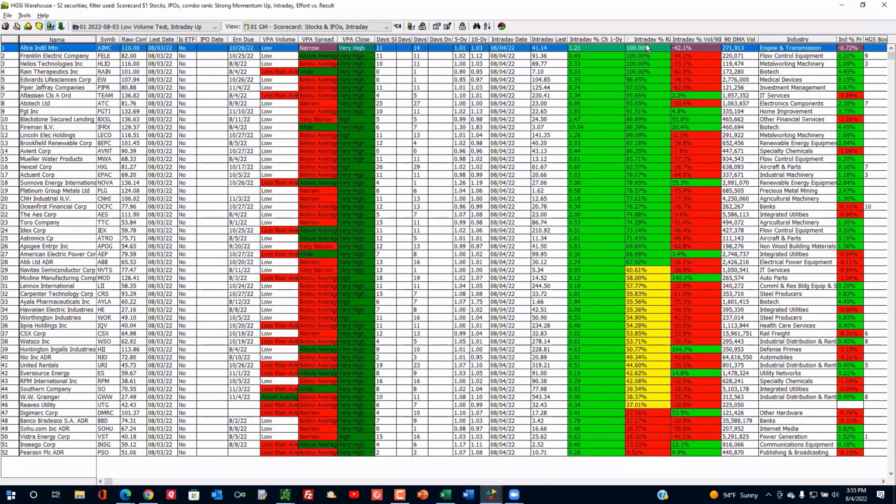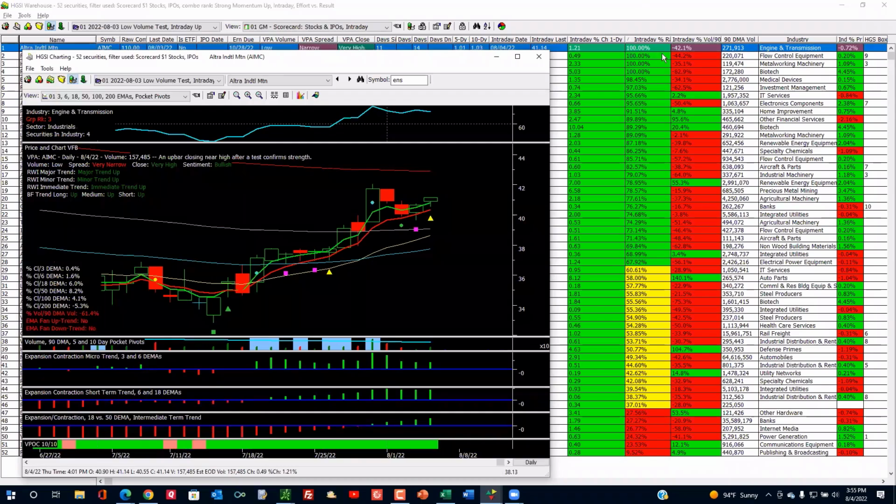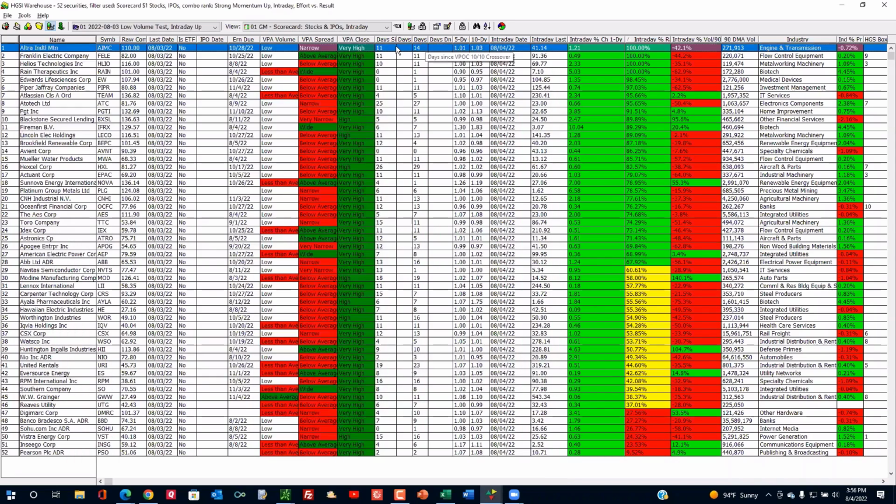Now, if I sort by the intraday range, this is going to show me the strongest stocks, the ones that are closed high for the day. Here's a low volume test. What do we have today? We have a confirmation of that test. 3 is above the 6. Signal is 12 days old.